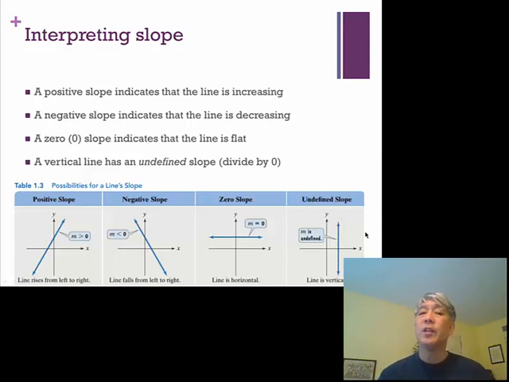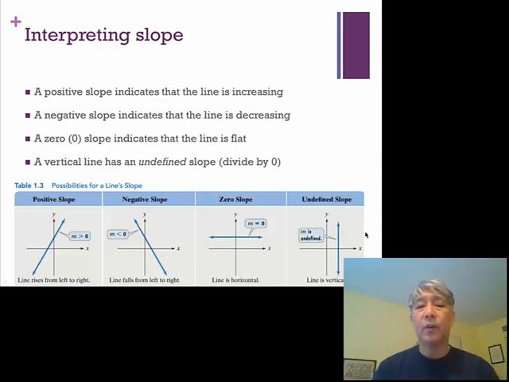Remember, we had increasing and decreasing intervals. So in this case, a positive slope indicates that the line is increasing, and a negative slope indicates that the line is decreasing. A 0 slope indicates that the line is flat. Okay, and that's going to be an important feature going forward, especially when we get to calculus.